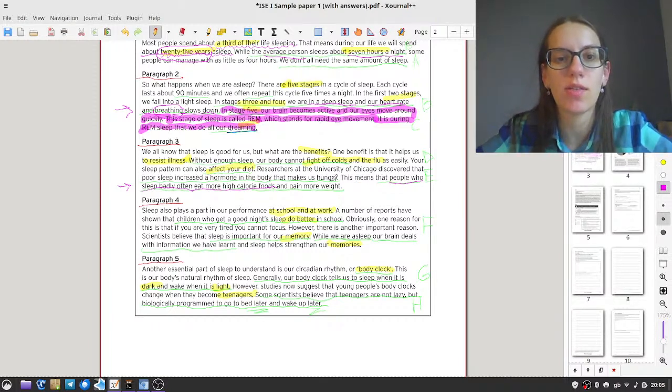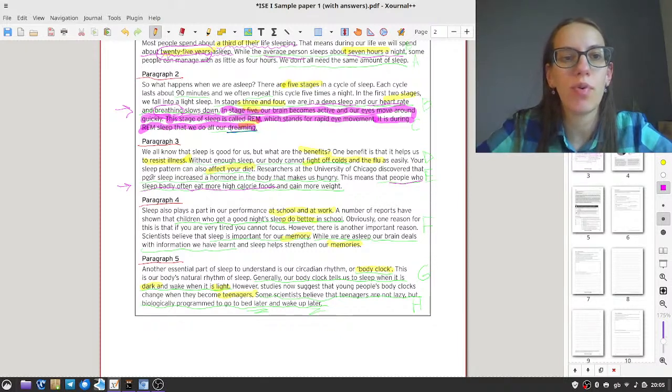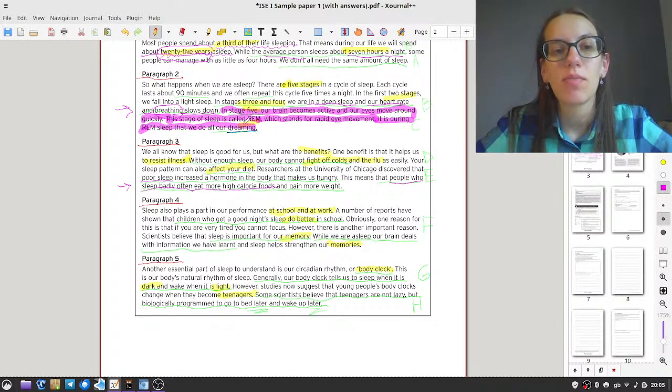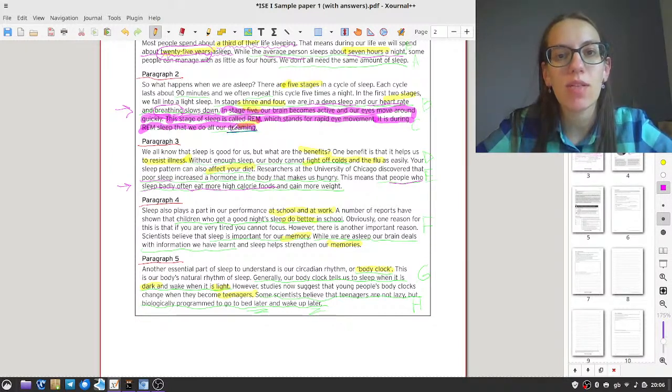There are no sentences after this sentence. It's the last sentence in this paragraph. But let's have a look at the sentences before it. Researchers at the University of Chicago discovered that poor sleep increased the hormone in their body. Yeah, poor sleep, but it doesn't really work. Maybe there's something better we can find. Let's keep looking. Your sleep pattern can also affect your diet. Now look at this one, your sleep pattern.